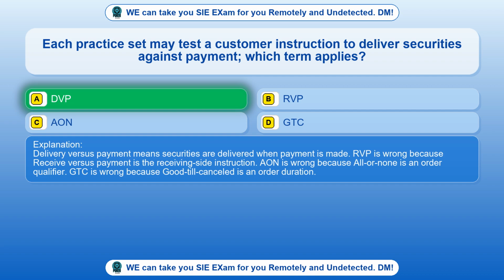RVP is wrong because receive versus payment is the receiving side instruction. AON is wrong because all or none is an order qualifier. GTC is wrong because good till cancelled is an order duration.